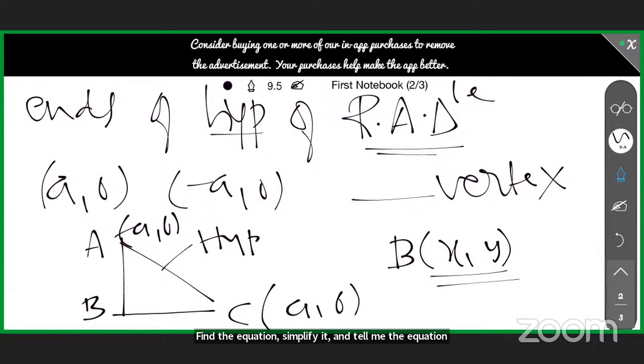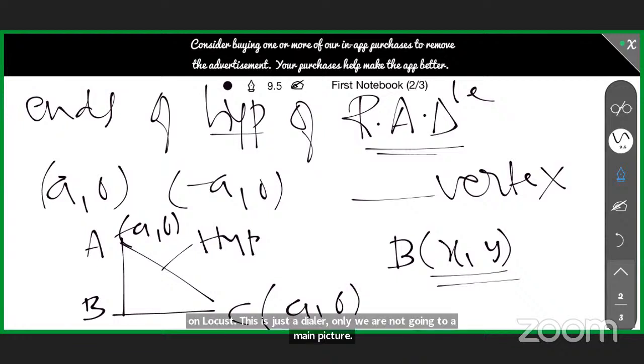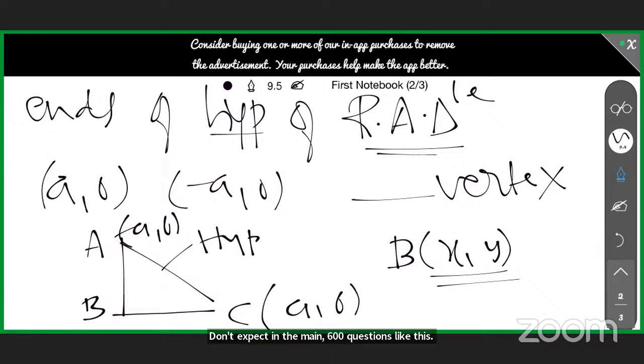This is how you'll be getting questions on locus. This is just a trailer only. We are not going to the main picture. Now, these are just easy questions. Don't expect in the mains exam you'll get questions like this. This is just introducing you to locus only. The main picture is yet to come.